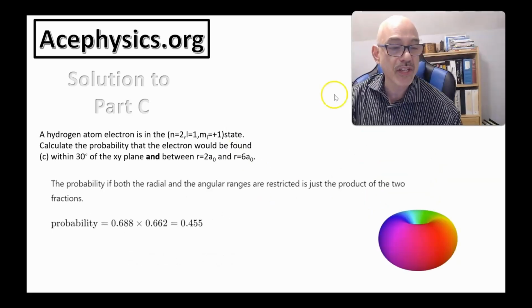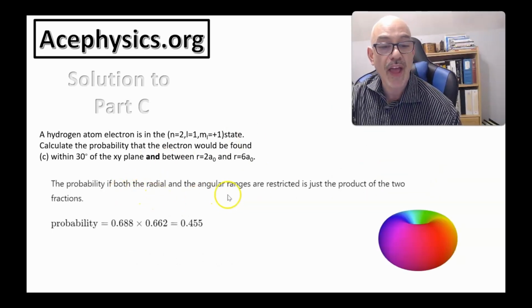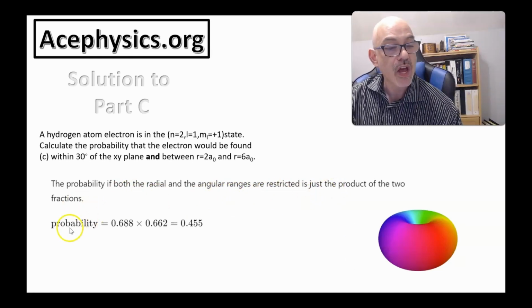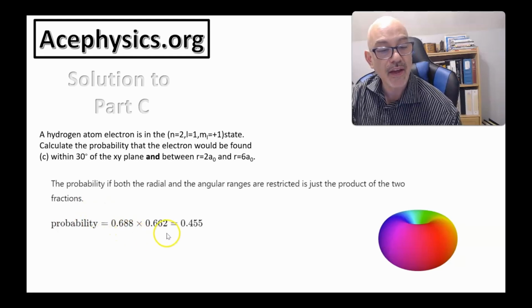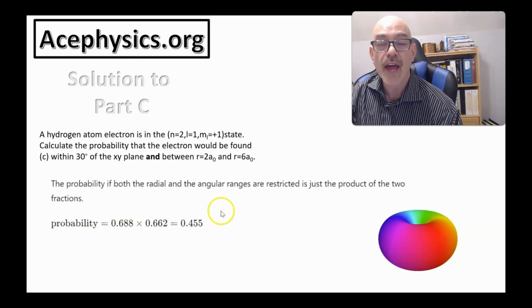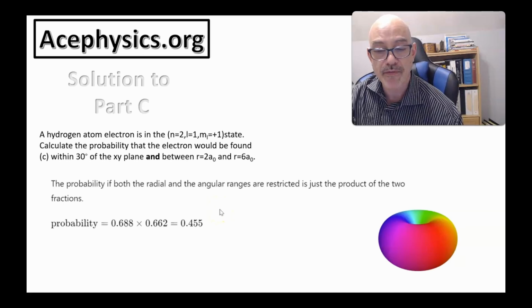And finally, for part C, the probability if both the radial and angular ranges are restricted is just the product of the two fractions. So the probability is 0.688 times 0.662, and that tells us there's a 45.5% chance.